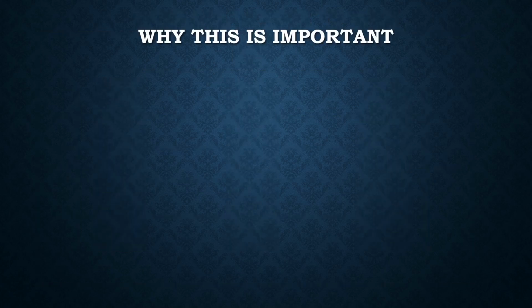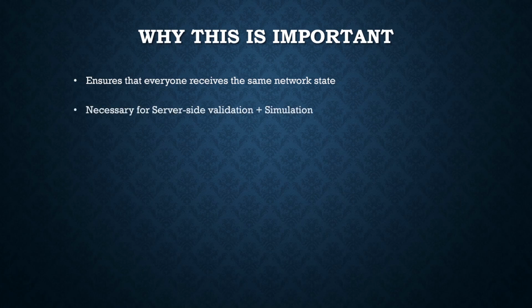So why is this important? Well, for starters, it ensures that everyone receives the same network state. That way you can be sure that every player in the game is seeing the same thing at the same time. But it's also necessary for you to do server-side validation as well as simulation of other players. If, for example, I was trying to validate action from a server and one player is 3 frames ahead of the other player, I would not be able to validate a one-to-one likeness across the whole game.